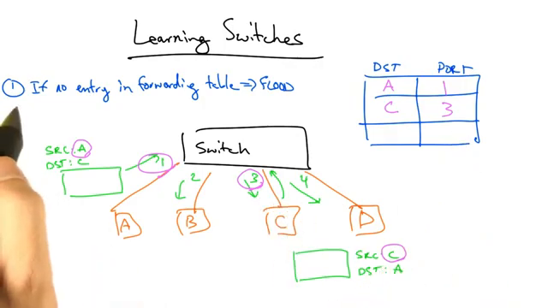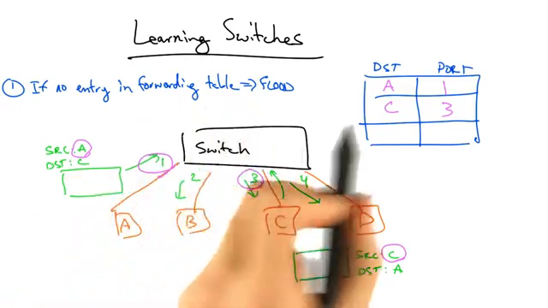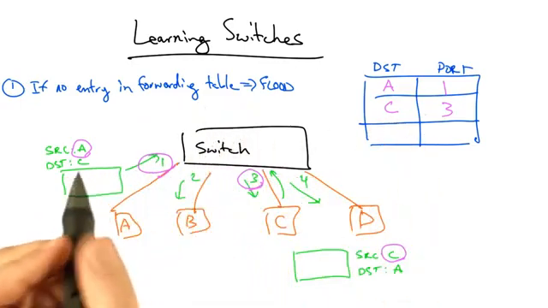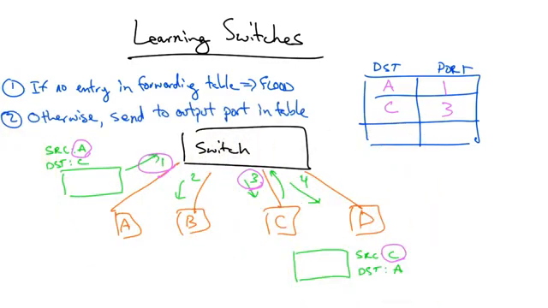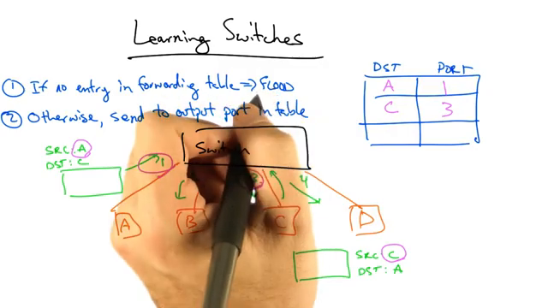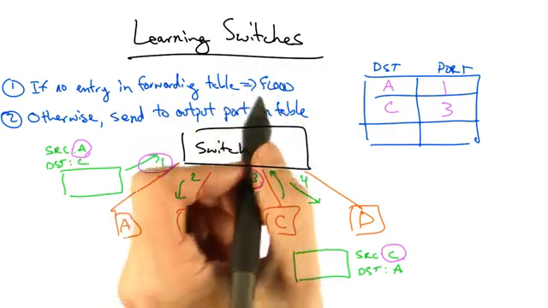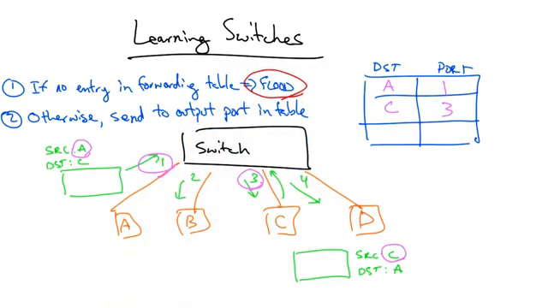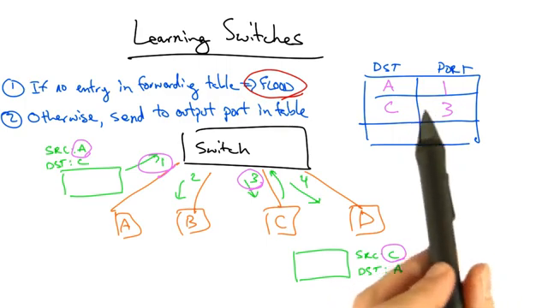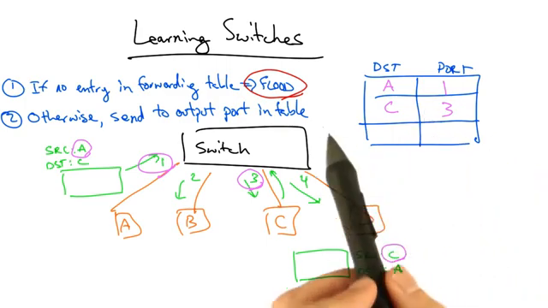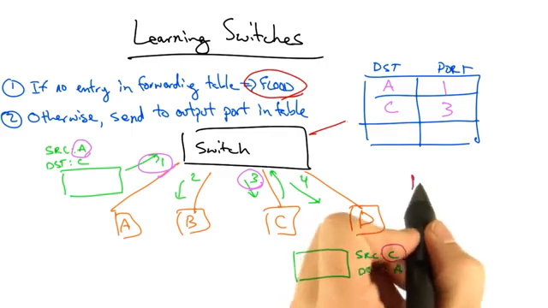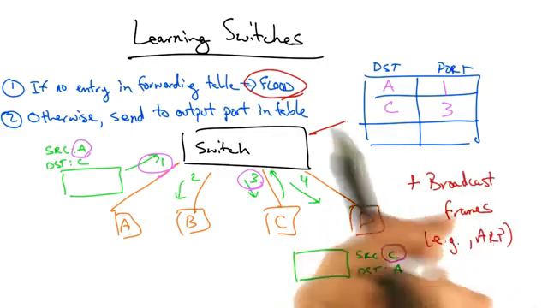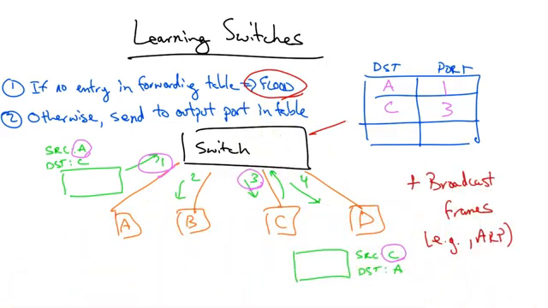So in summary, if a learning switch has no entry in the forwarding table, it must flood the frame on all outgoing ports. But otherwise, it can simply send that frame to the corresponding output port in the table. Note that learning switches do not eliminate all forms of flooding. The learning switch must still flood in cases where there's no corresponding entry in the forwarding table, and also these switches must forward broadcast frames, such as ARP queries.